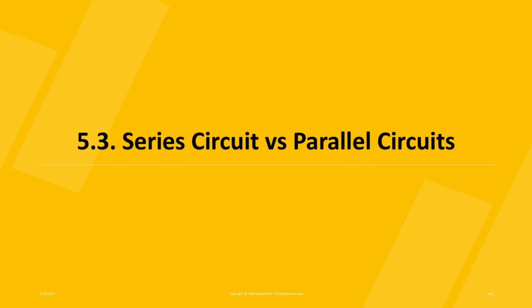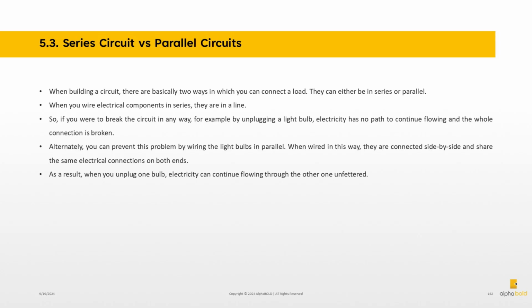Series circuits versus parallel circuits. When building a circuit, there are basically two ways in which you can connect a load. They can either be in series or parallel. When you wire electrical components in series, they are in a line. So, if you were to break the circuit in any way, for example by unplugging a light bulb, electricity has no path to continue flowing and the whole connection is broken.